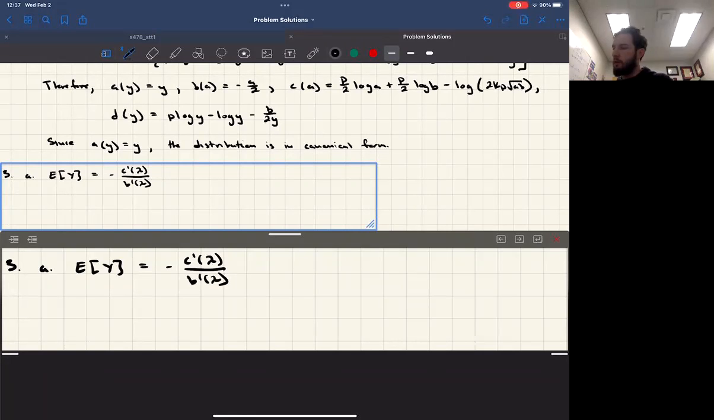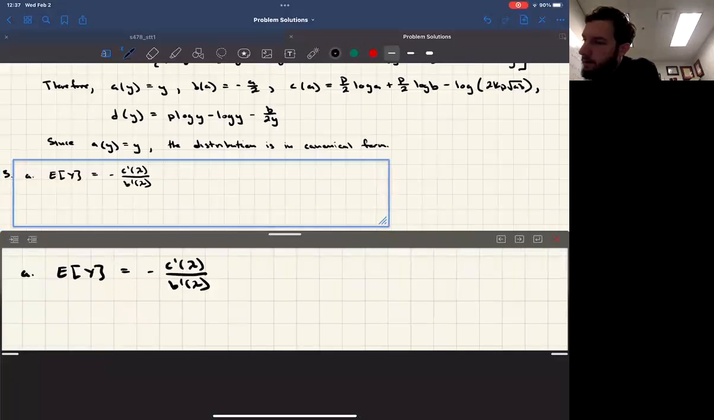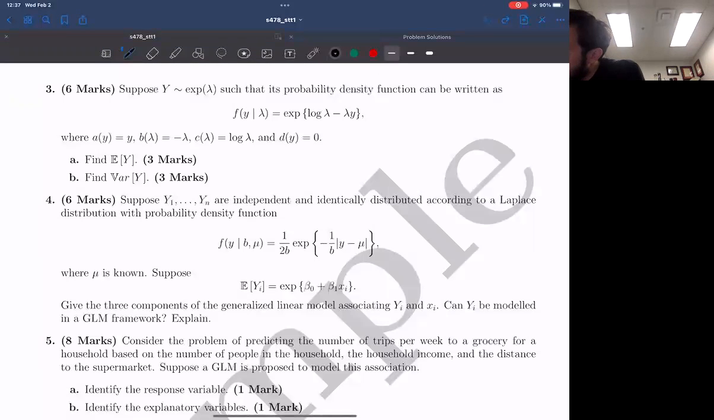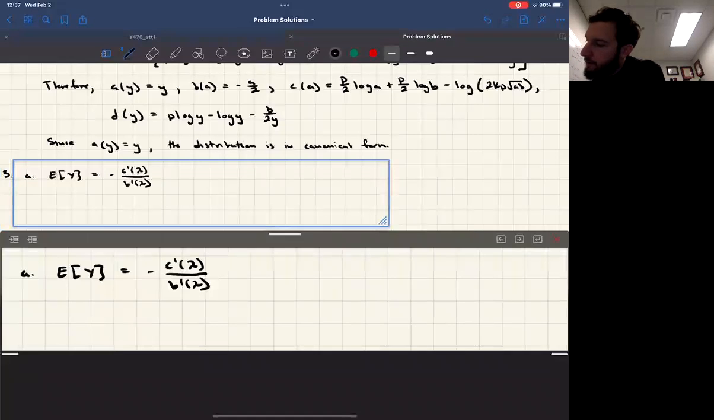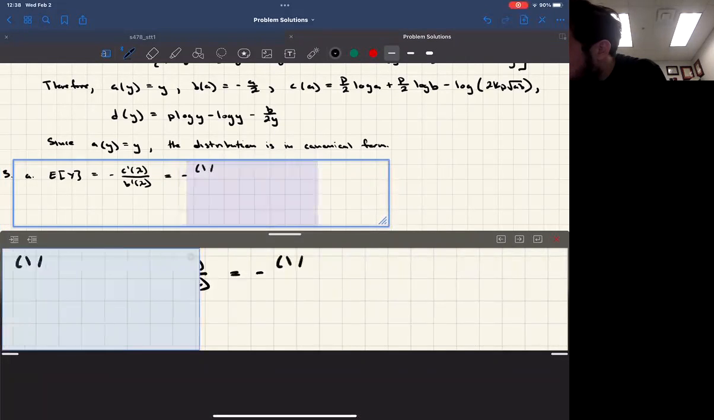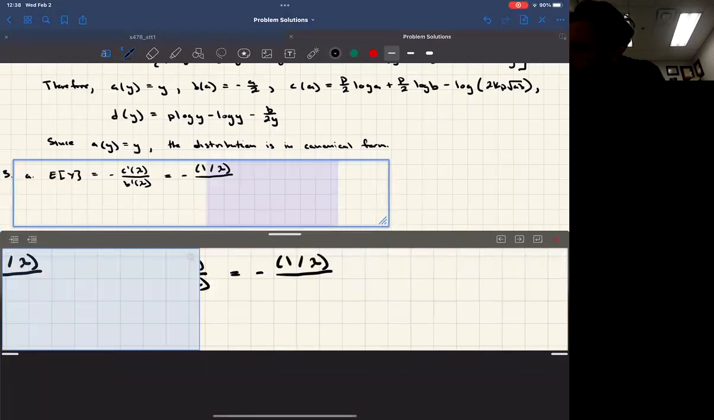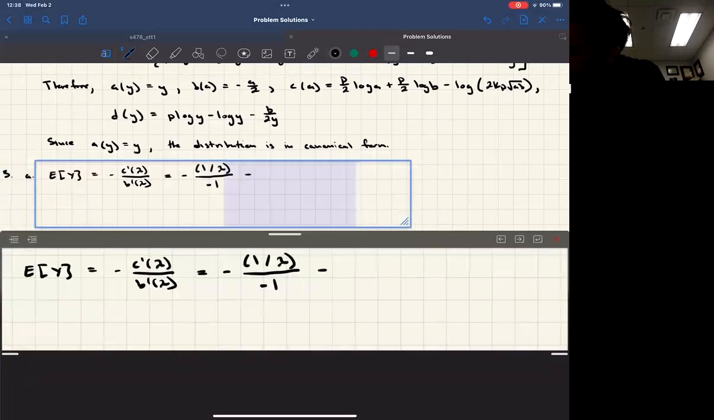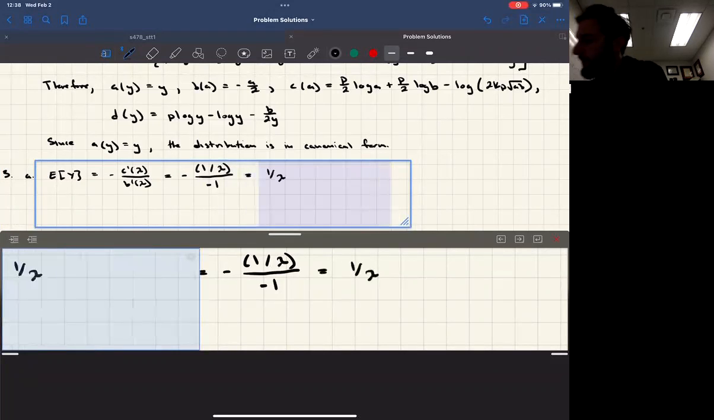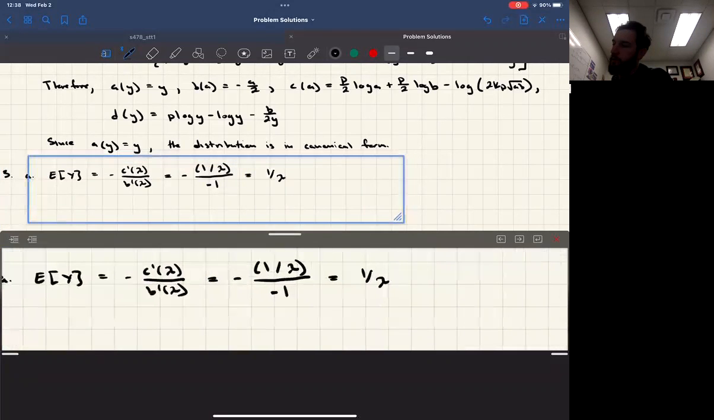Okay, so c of lambda is log lambda, so this is going to be negative 1 over lambda. And then b of lambda is equal to negative lambda, so this will be over negative 1. So that means that the expected value is 1 over lambda. It's pretty straightforward.